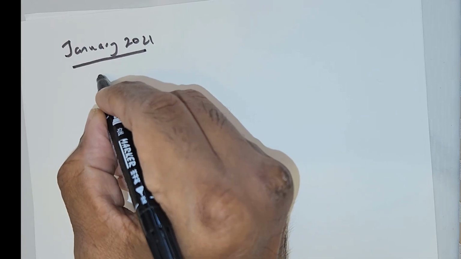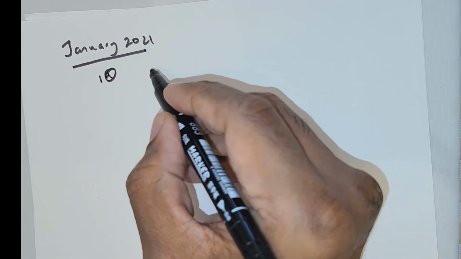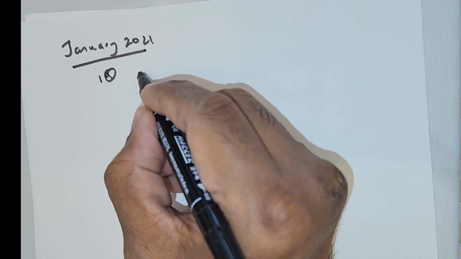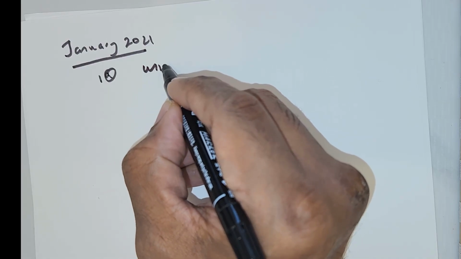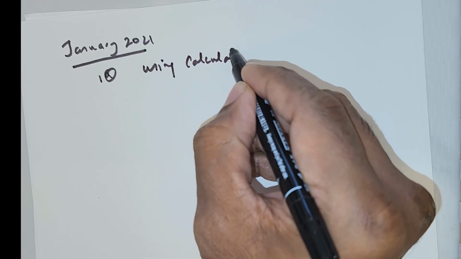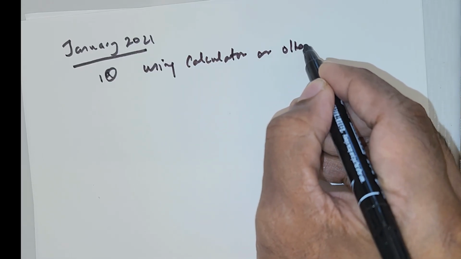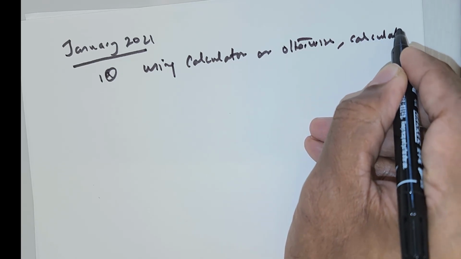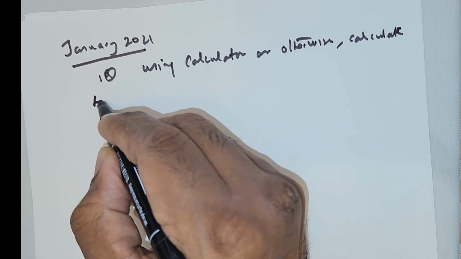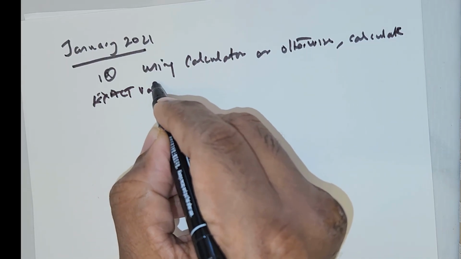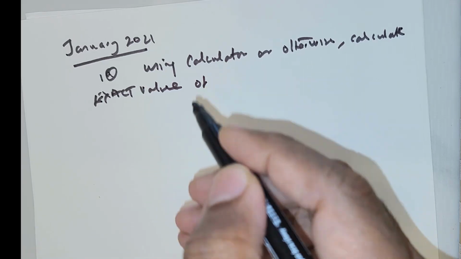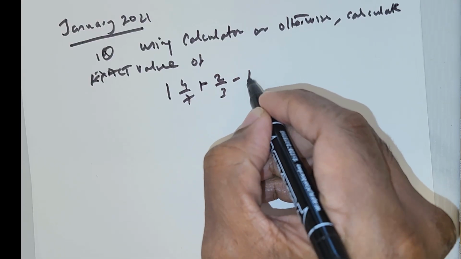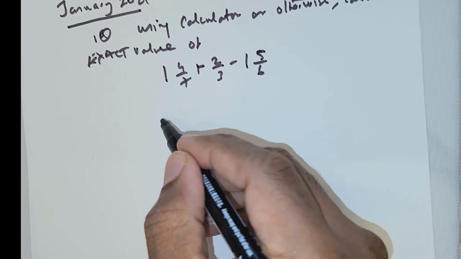So foremost, this is the first question, which we will start off by learning how to do. It says that using a calculator or otherwise, calculate the exact value of 1 4/7 + 2/3 - 1 5/6.